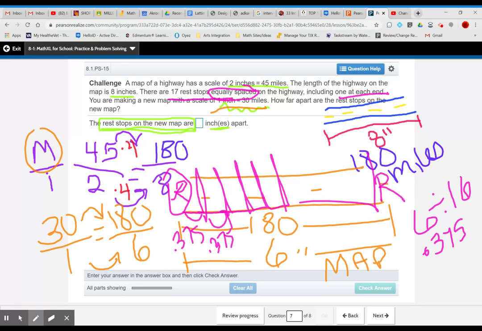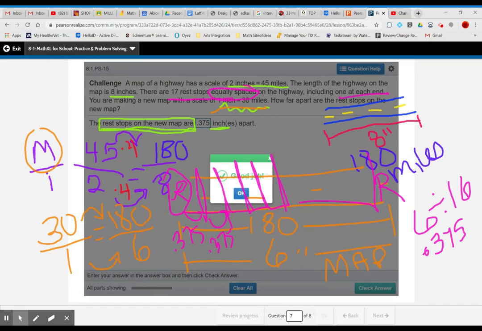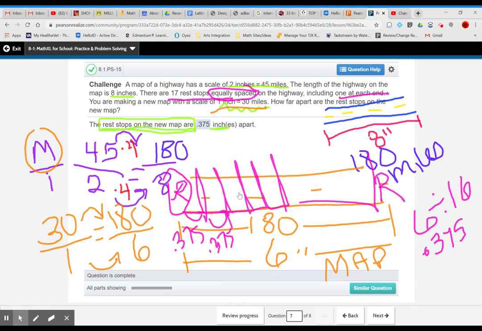Now, let's see how my answer works out. Did I go down the wrong pathway? So I'm going to type in, first of all, the rest stop is how many inches apart I'm looking. Is there anything that says I should round? Nothing says I should. So I'm going to put in 0.375, hit enter, and it said good job. So my math was correct. I am going to erase everything for a second.